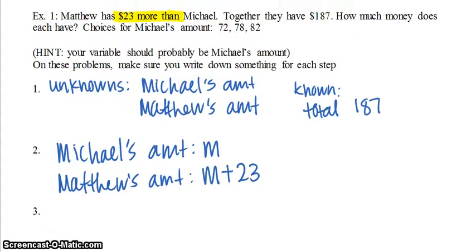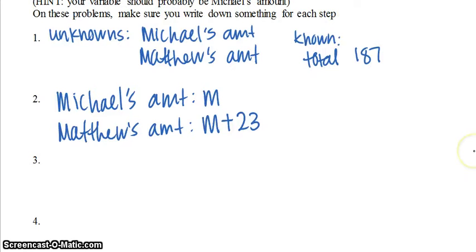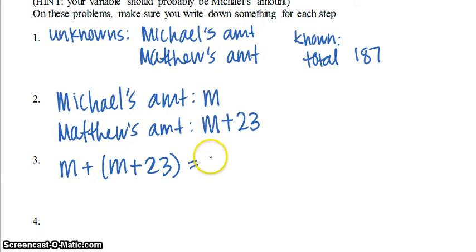Now, number 3 is reread the problem. So we said Matthew has $23 more than Michael. Together they have $187. How much does each have? So now I'm going to be able to write my equation. I know that together I have to do Michael plus Matthew equals the total, which is 187. So that's my equation.